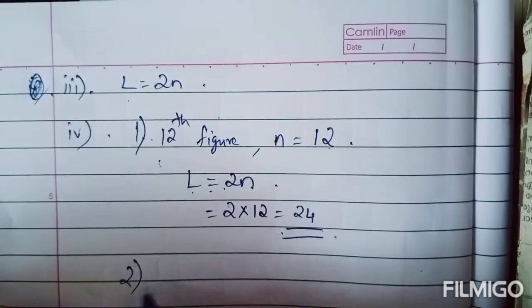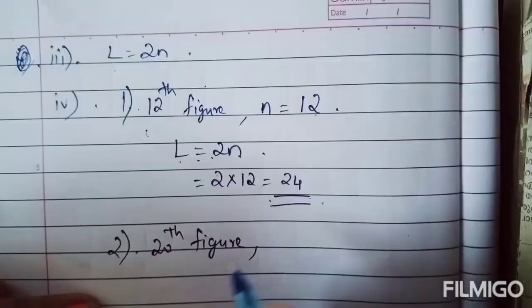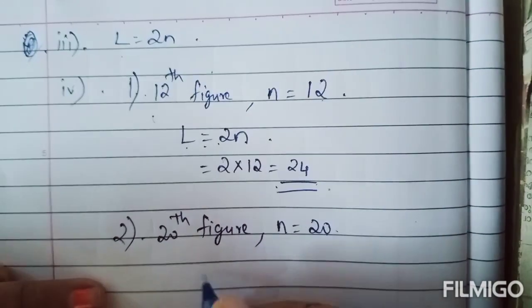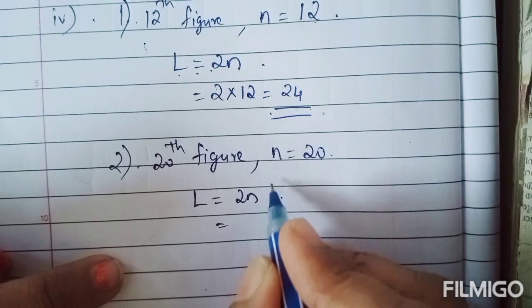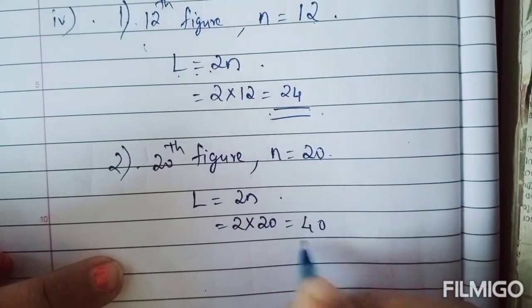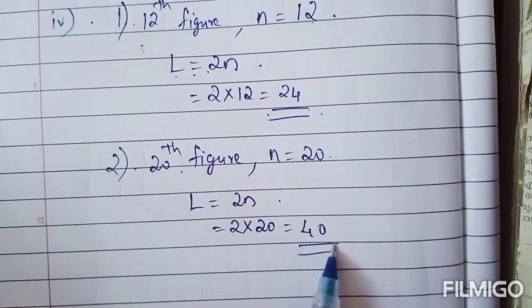In the second one, the 20th figure, n will be equal to 20, the number of the figure. Now we know l equals 2n. Substituting n equal to 20, what will you get? 2 into 20, you will get 40. So in the 20th figure, the number of matchsticks will be 40.